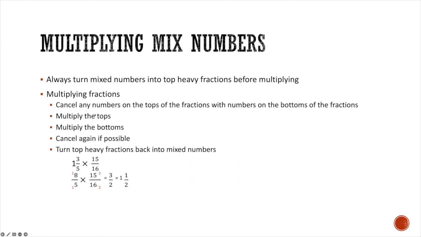Multiplying mixed numbers. Before multiplying, we have to turn all mixed numbers into improper fractions, or otherwise top-heavy fractions. Given these two fractions, a mixed number and a proper fraction, we can write this as an improper fraction. 5 times 1, 5 plus 3 is 8 over 5, 15 over 6. Then we can simplify this.